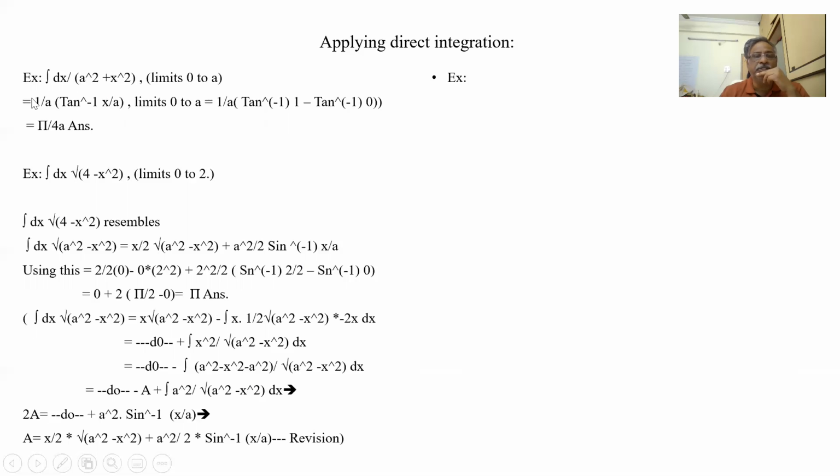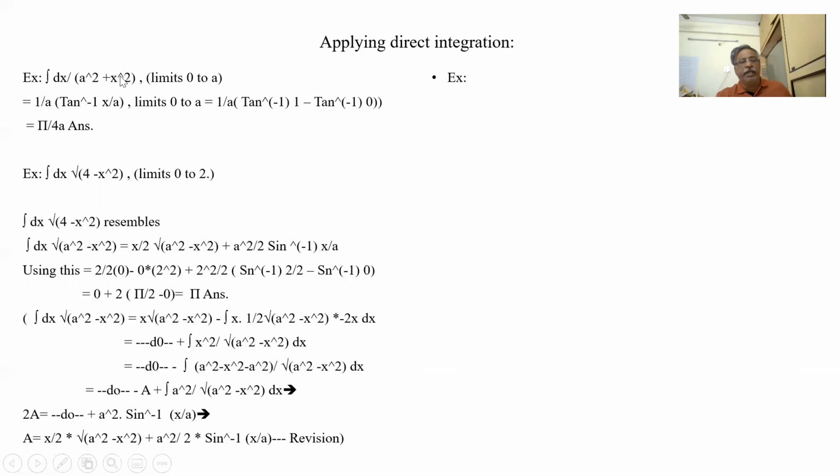When x is 0, t is 0. When x is a, t is a. So integral 0 to a dt by a square plus t square. This is nothing but 1 by a tan inverse t by a, limits 0 to a. When I substitute these, I will get pi by 4 here. It is independent of my x, it is independent of my t.